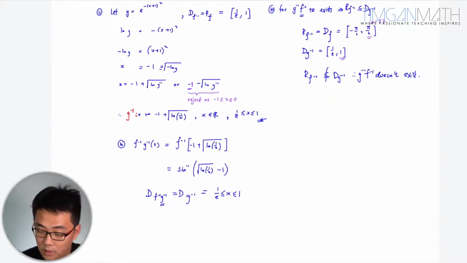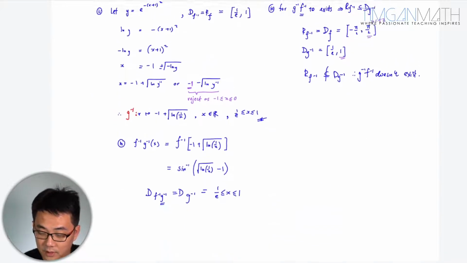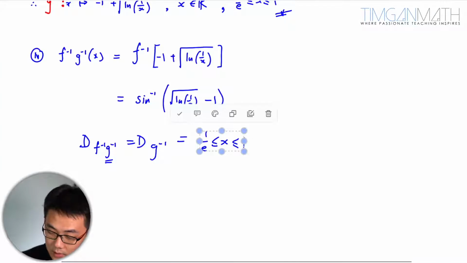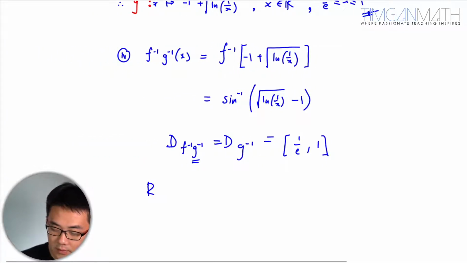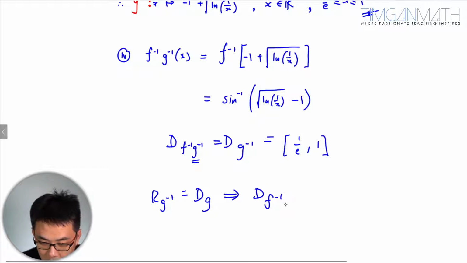What we need to find is essentially the range of g inverse to put in the domain of f inverse. Oh, this is a bit tricky. Let me think how to explain this part. Let me just write this as 1 over e to 1. To find the range, we need to take the range of g inverse, which is actually the domain of g, and put it into the domain of f inverse, which is in turn the range of f.